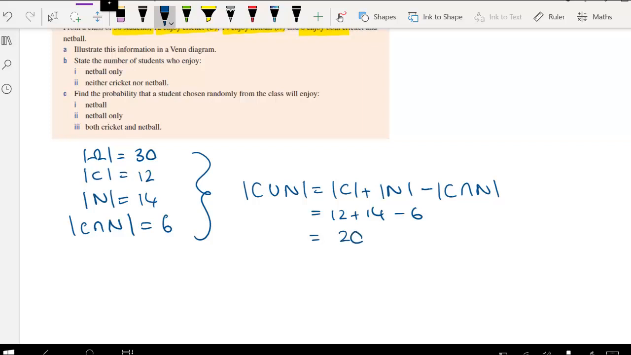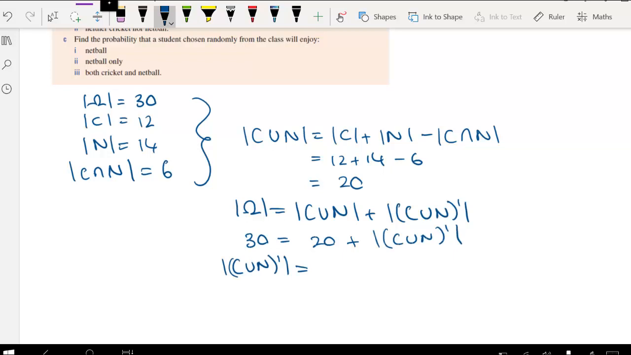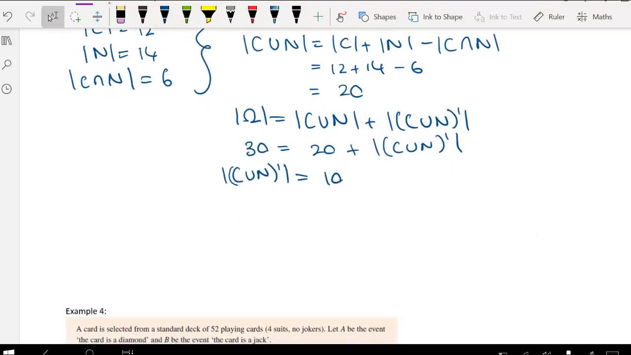We know that the union is 20, and we should understand then that the cardinality of the universal set will be the union and its complement, which is not cricket or netball. So if this is 30, and this is 20, then all the values that exist outside will be 10. So we can easily turn this into a Venn diagram.